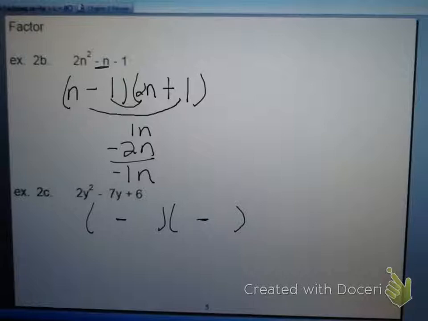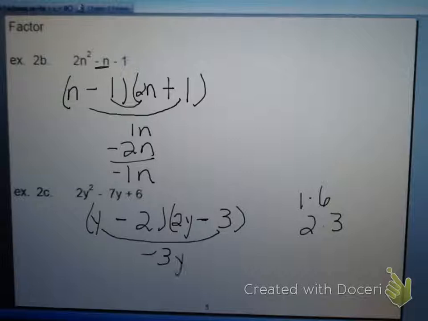Factors of 2 is 1y and 2y. Factors of 6, I can either use 1 and 6 or 2 and 3. I'm going to try the 2 and the 3. So now check, my outer is a negative 3y, and my inner is a negative 4y, which is negative 7y. And that is correct.